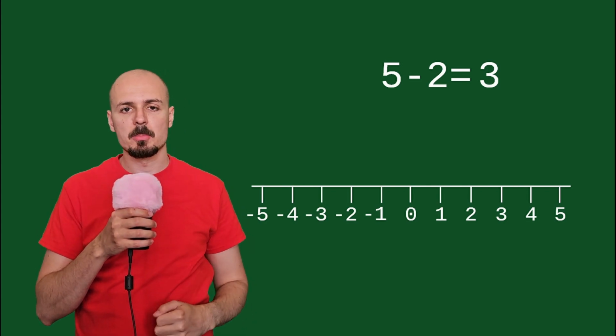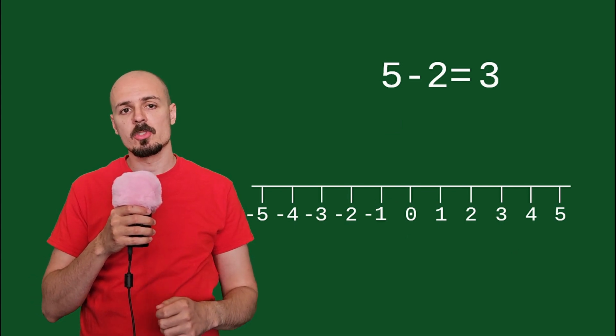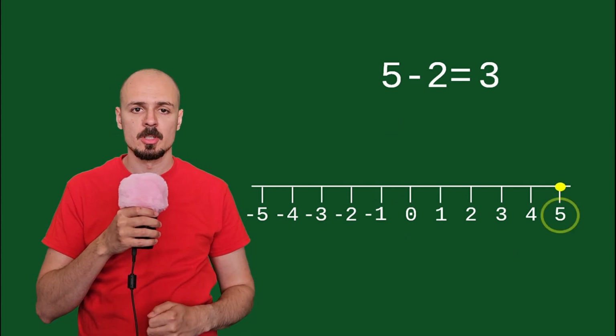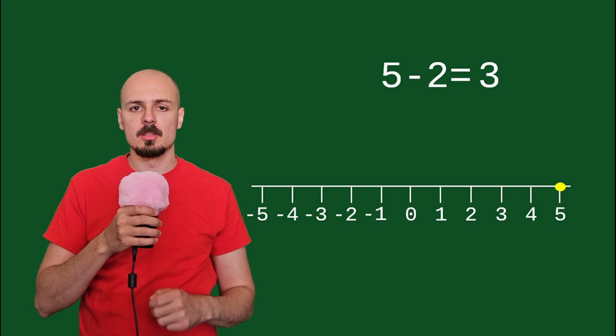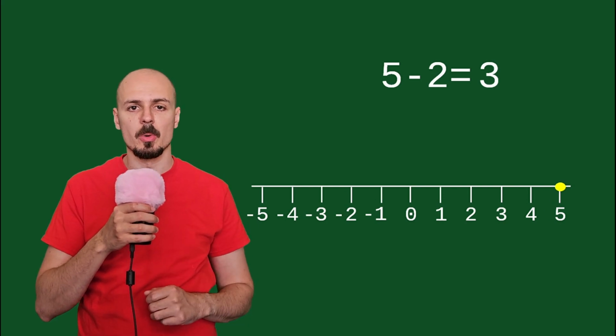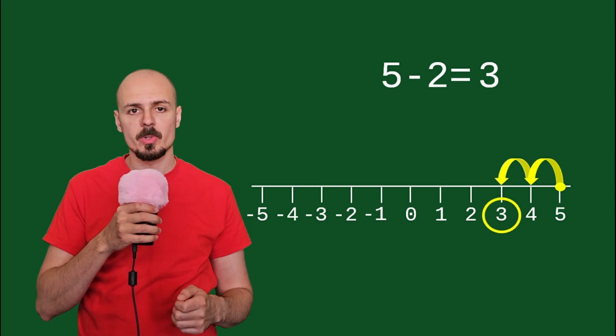If we're asked to solve a problem like 5 minus 2, we can start by placing a point at the location of that first number, 5. Now, when we see minus 2, we can interpret that to mean moving 2 spaces or 2 numbers to the left. 1, 2. And you can see that we end up here at a value of 3.